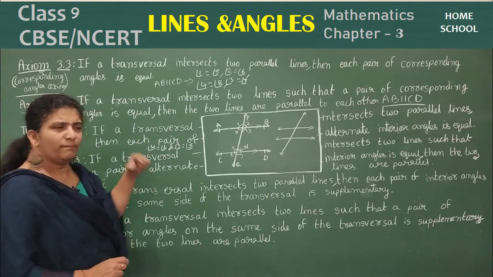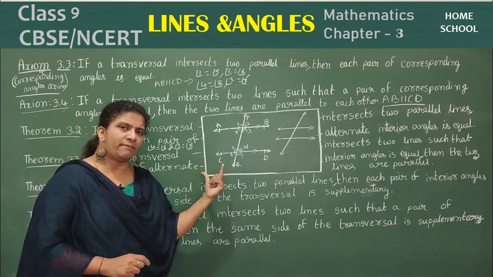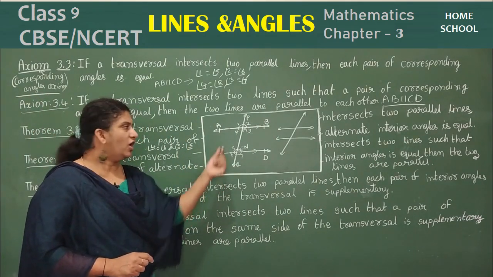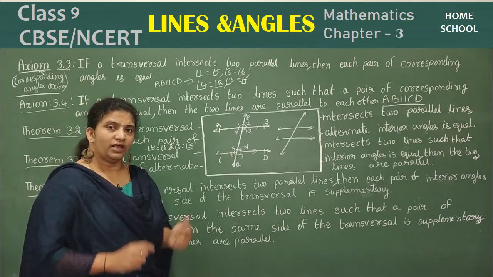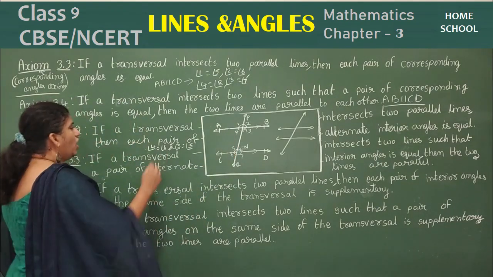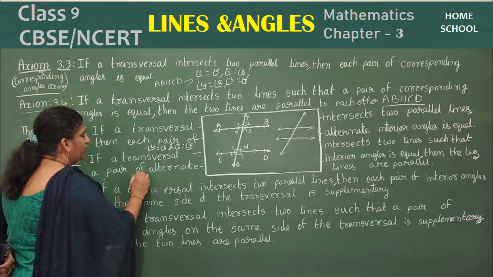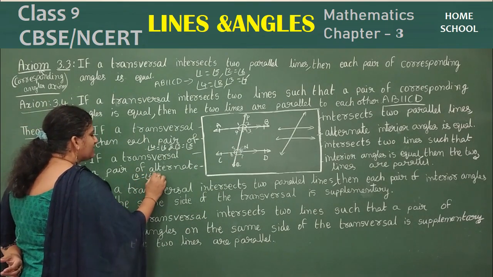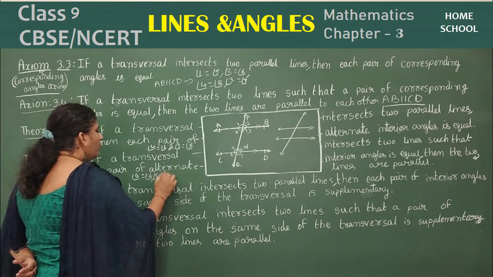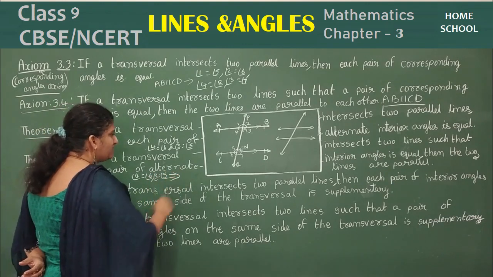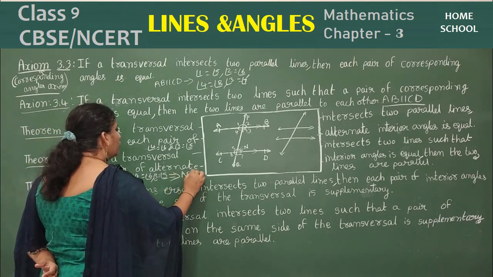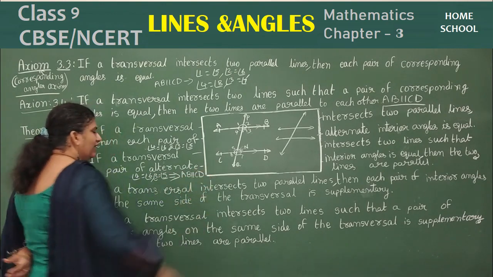What is that? Before, the statement said two lines are parallel. What did they say? Alternate angles are equal. Now what are they saying here? Alternate angles are equal. Angle 4 equals angle 6, angle 3 equals angle 5. What can you say? This implies that the two lines are parallel.